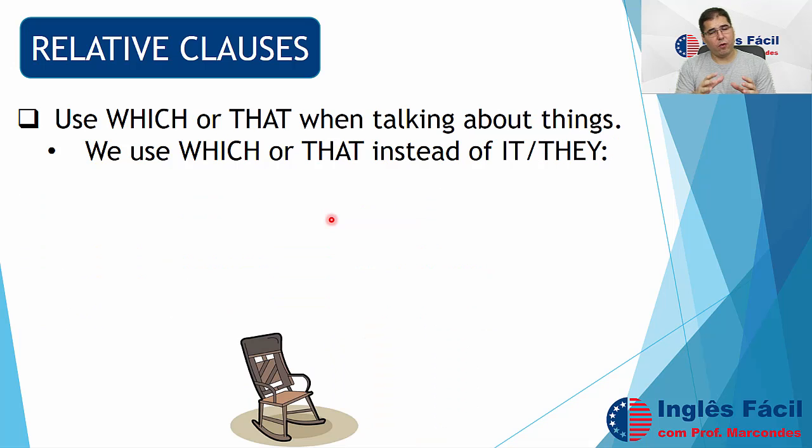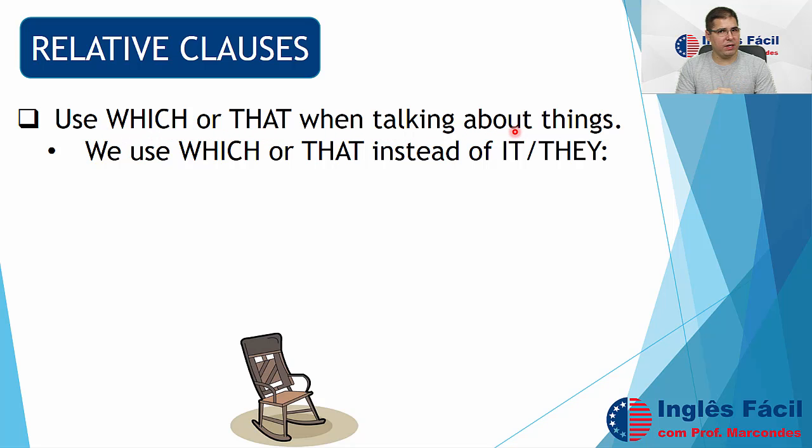So now, of course, we know we can make relative clauses to give information about people. Now, can we also give information about things and objects? Yes, it's also possible to have relative clauses which are related, okay? So they are always related to, in this case, a thing. For example, use which or that when talking about things.